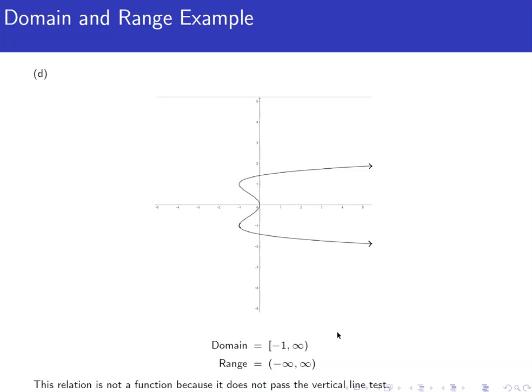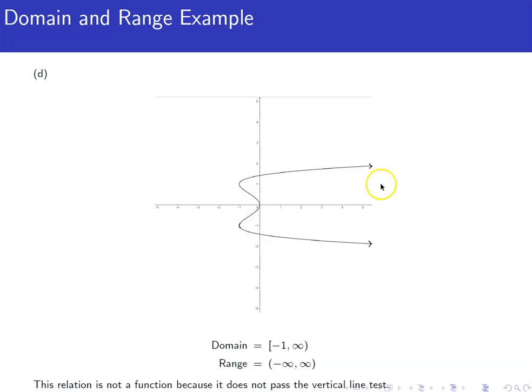Looking at domain, again, we look left to right. We don't worry about up and down for domain. We only worry about left, right. The leftmost I see is a -1 for an x coordinate, and it certainly looks like it hits -1. The rightmost coordinate goes off to infinity. There isn't a rightmost coordinate, so our domain in this case will be -1 to infinity, and -1 will be included.